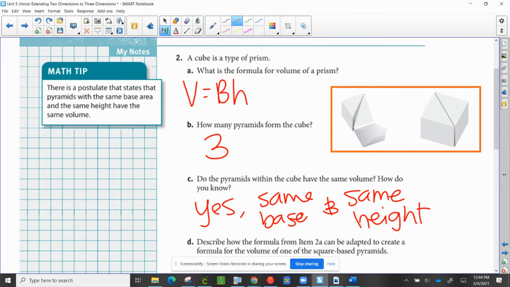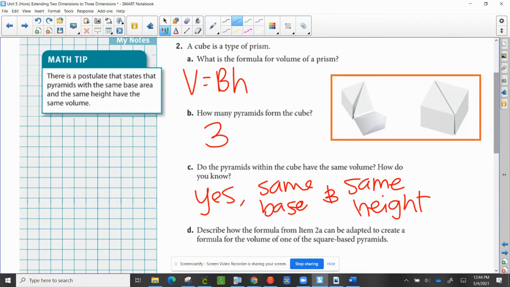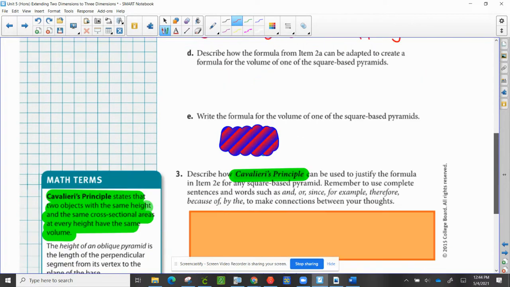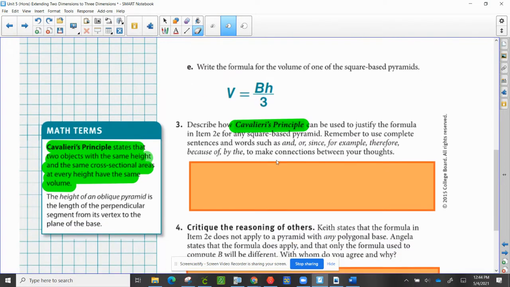Okay. So what we're going to do here, it says describe how the formula used in 2a, big B times H, can be adapted to find the volume of just one of our square pyramids. Well, if it's big B times H, and there was three of them, here's our formula. So the formula for a square-based pyramid is big B times H divided by 3. Now we have this Cavalieri's principle here on the bottom that says that any two objects with the same height and the same cross-sectional areas at every height have the same volume.